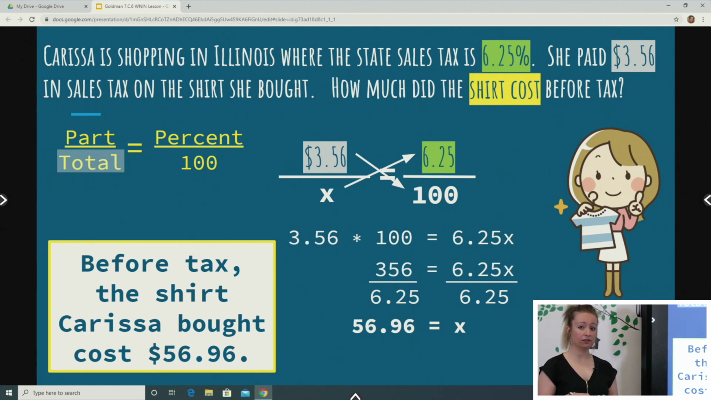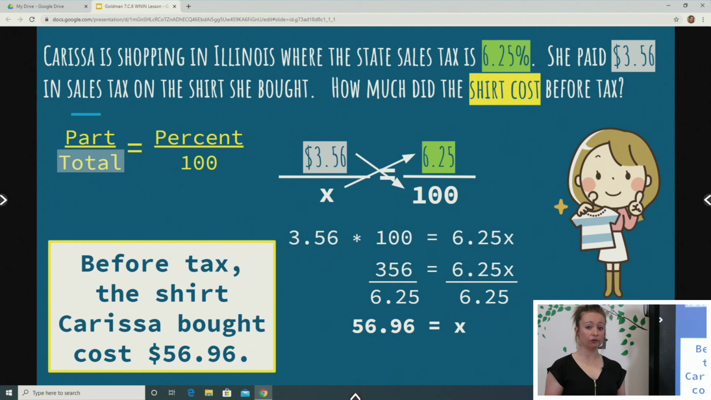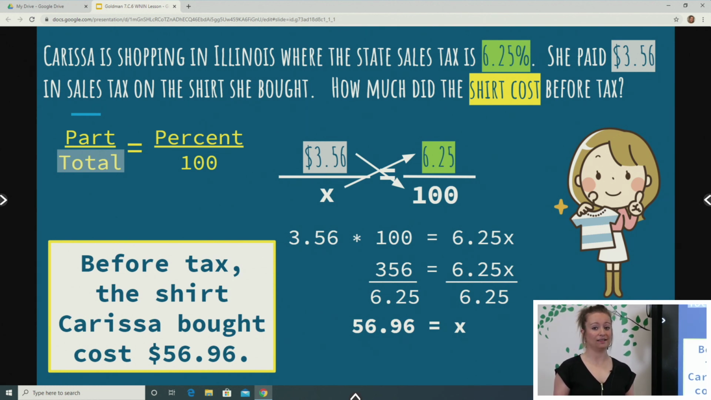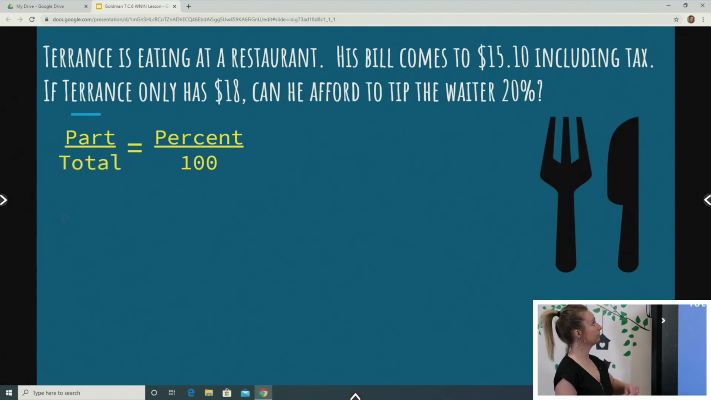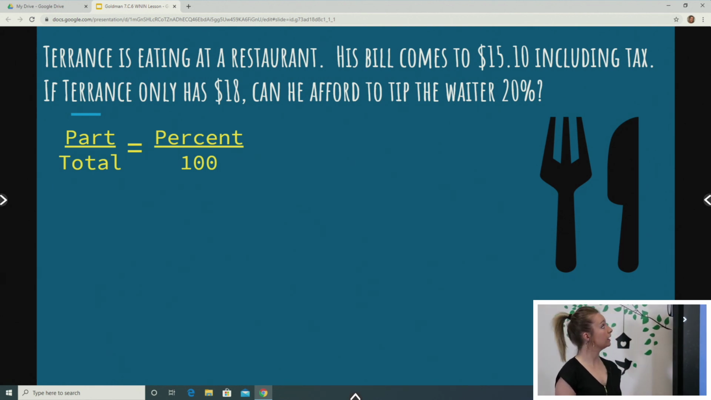Now we're going to take a look at some problems where we're going to have to do several steps in order to get our final answer. I'm also going to show you some strategies that maybe you've learned or maybe not to help you in solving these a little bit easier. Terrence is eating at a restaurant. His bill comes to $15.10, already including the tax. If Terrence only has $18, can he afford to tip the waiter 20%?